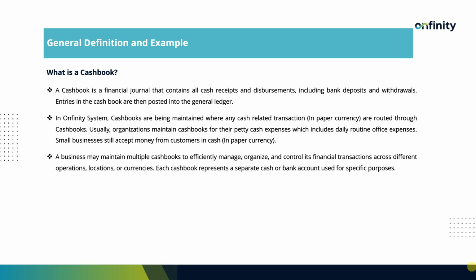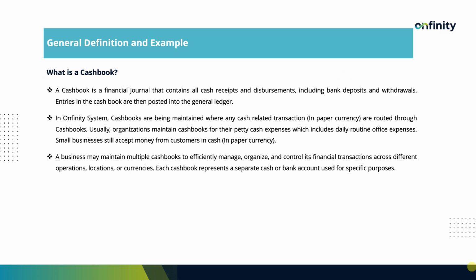A Cashbook is a financial journal. It contains all cash receipts and disbursements, including bank deposits and withdrawals. Entries in the Cashbook are then posted into the general ledger. In the Onfinity system, Cashbooks are maintained, and any cash-related transactions are routed through them.